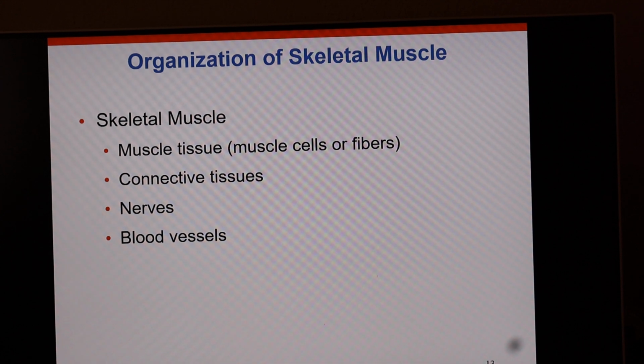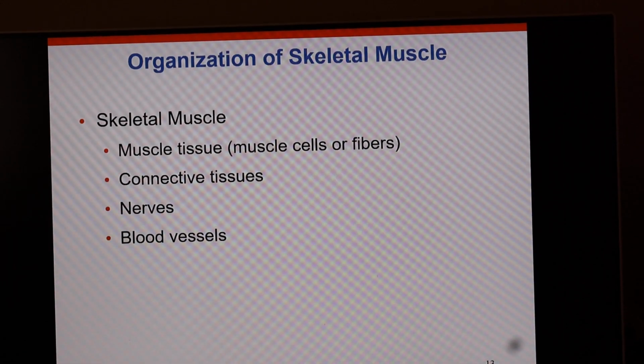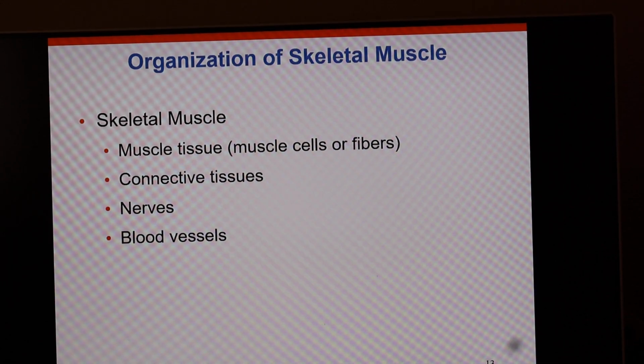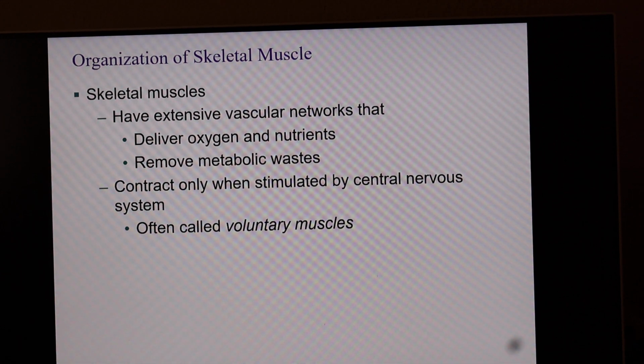Skeletal muscle comprises muscle cells, also called muscle fibers. They also have connective tissues, nerves, and blood vessels. As we've discussed in part 1, there is an extensive vascular network. This is because there is a need for delivery of oxygen and nutrients to the body parts and also removal of metabolic wastes.